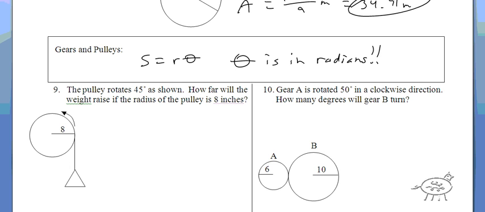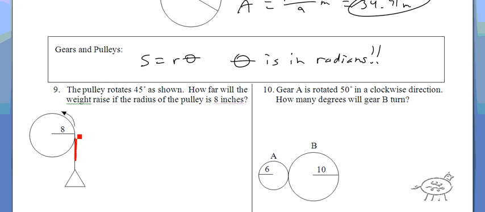All right, so let's do the first one here. Pulley rotates 45 degrees as shown. How far will the weight raise if the radius of the pulley is 8 inches? Well, don't you guys agree? However much, let me put this in red here, however much this raises, let's say I pull it up this much.